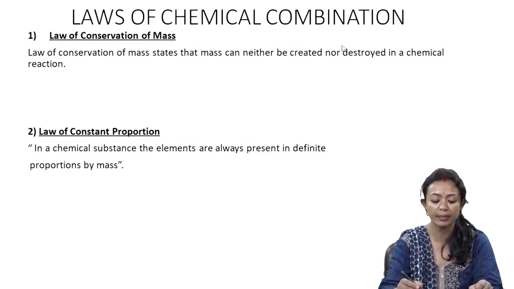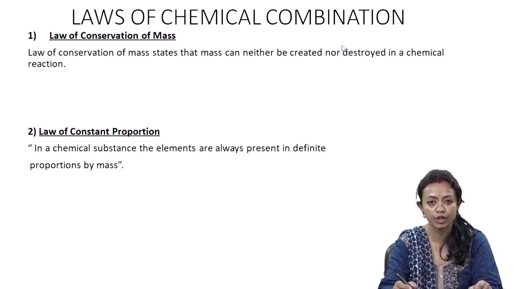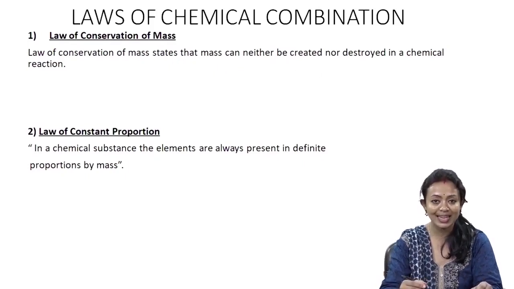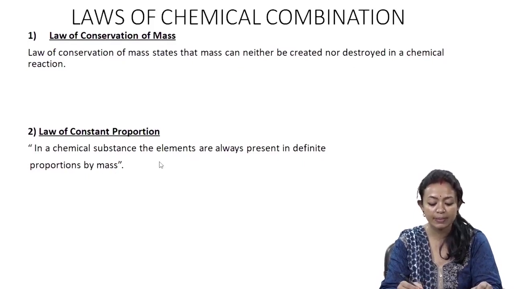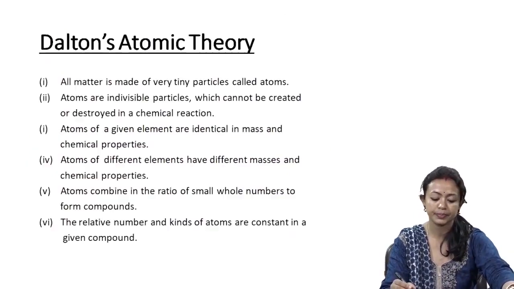There are 2 laws of chemical combination, the law of conservation of mass, which states that mass can neither be created nor destroyed in a chemical reaction. Whereas the second law states that in a chemical substance, the elements are always present in definite proportion by mass. That means the proportion by mass that is present in a molecule of a compound always remains constant.